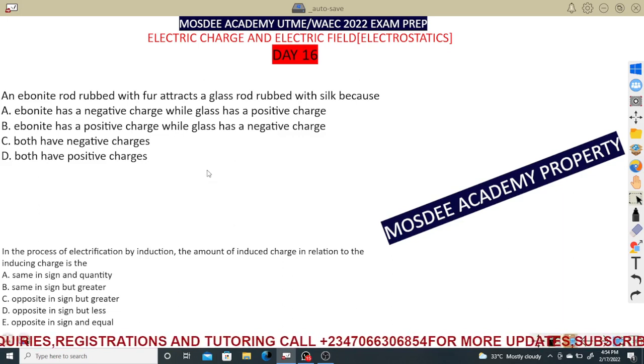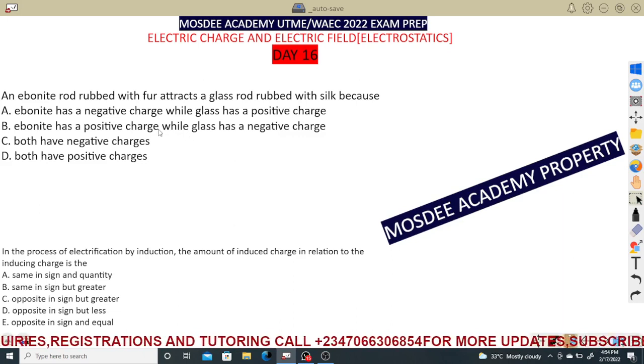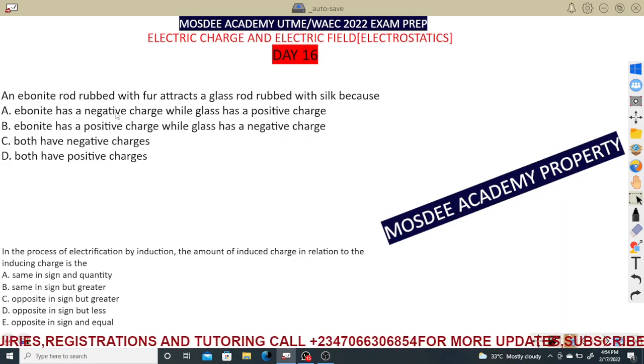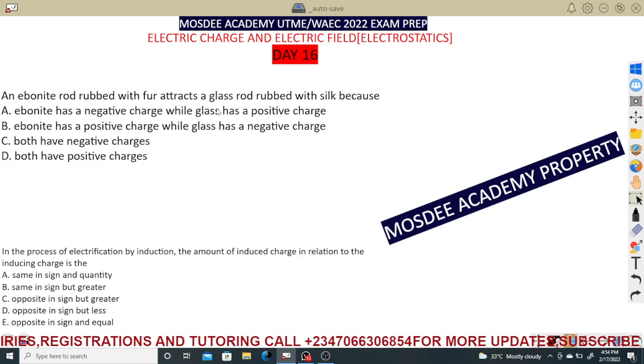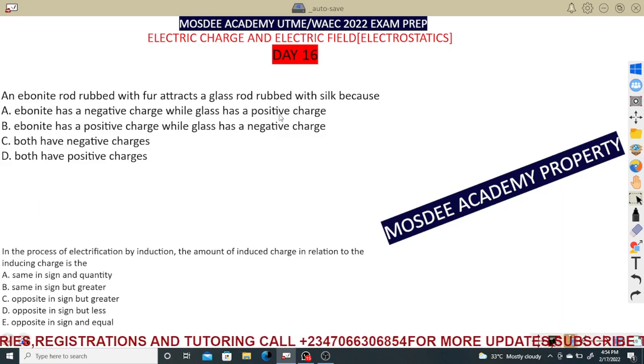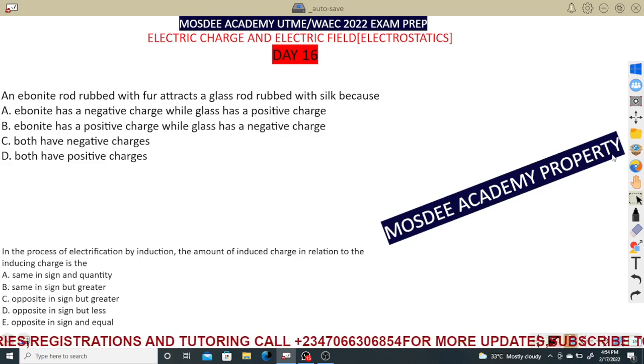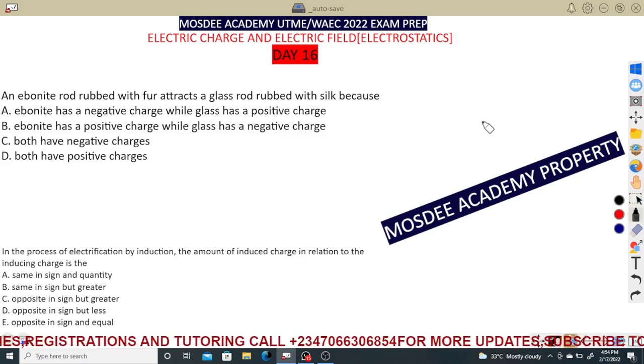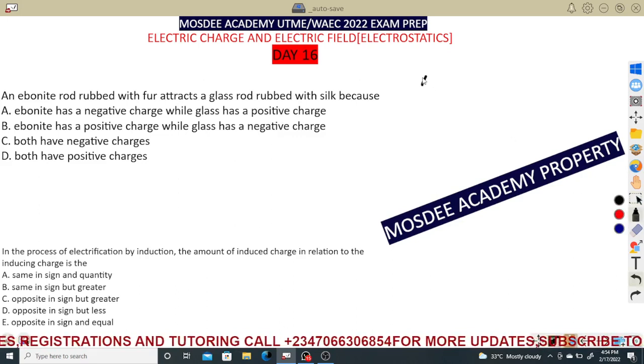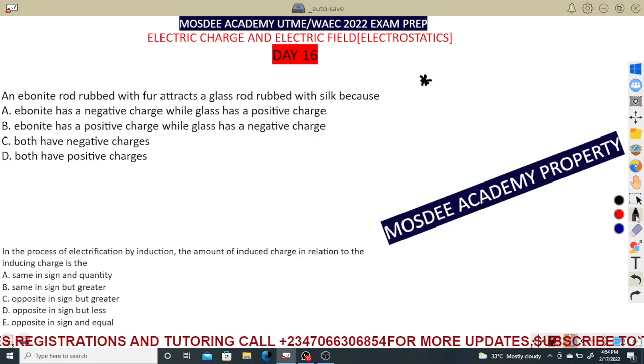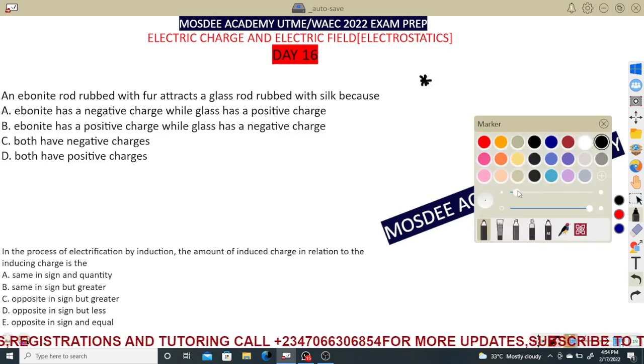So we start with the first one. The first question: an ebonite rod is rubbed with fur, attracts a glass rod rubbed with silk because dash. Now, the concept about this, which you just need to know, like I told you, is maximum in-depth of knowledge in minimum possible time. That is the essence of these video lessons.